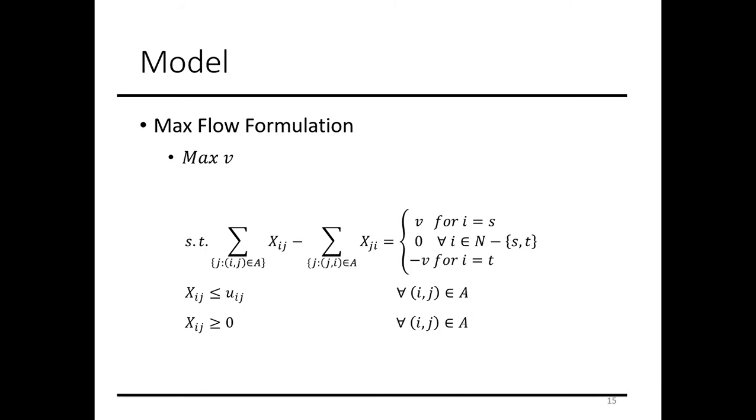X sub ij being less than U sub ij is just the amount of flow has to be less than or equal to the upper level limit on that arc. And then x sub ij greater than or equal to 0 is just that our decision variable is non-negative continuous.